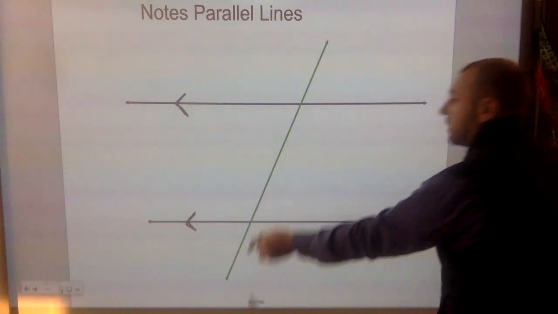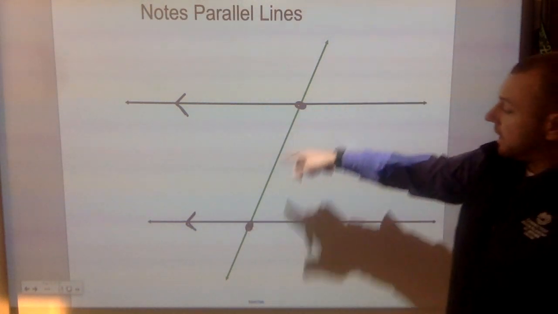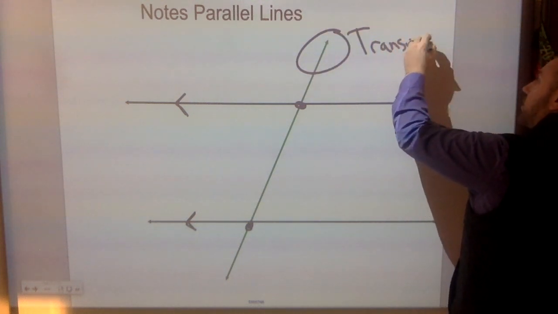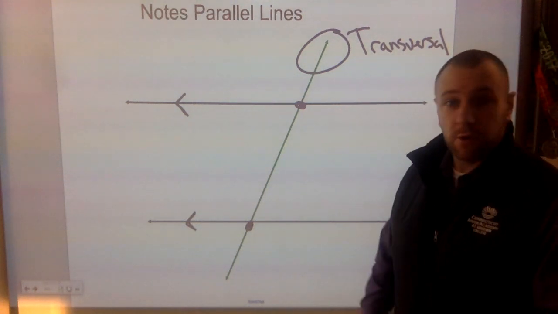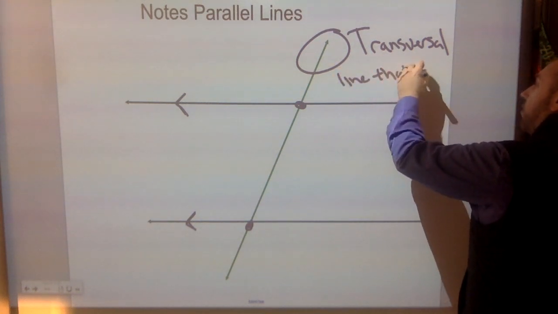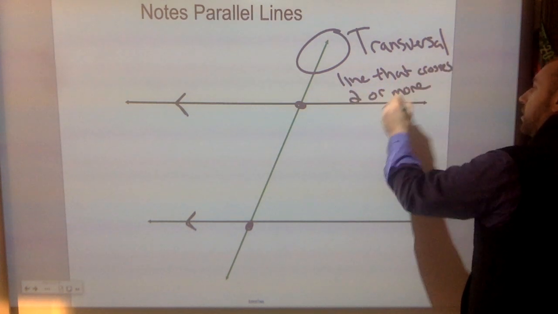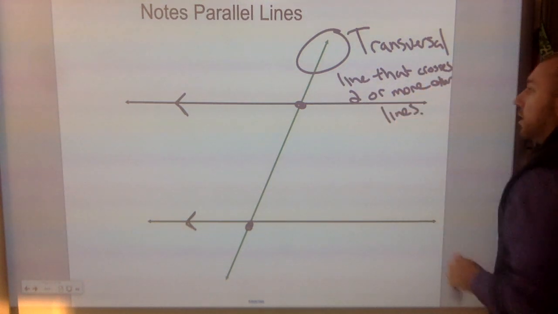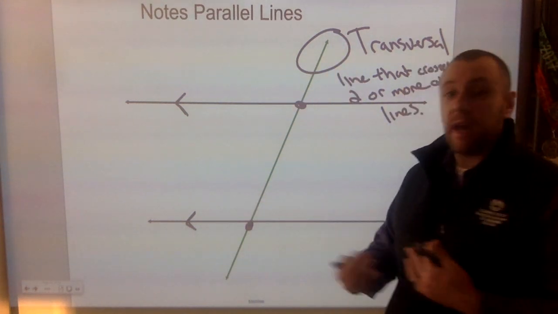And then this line right here that cuts them, it cuts it in between two parts. So that dot and that dot. This line is what we call a transversal. A transversal is a line that crosses two or more other lines. Okay, so this transversal is hitting both of these lines at one point.